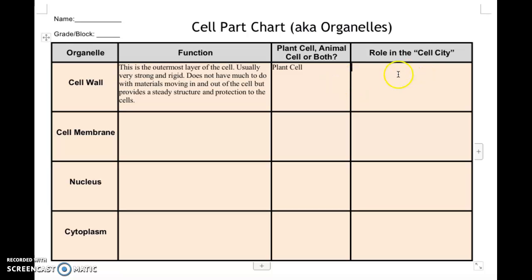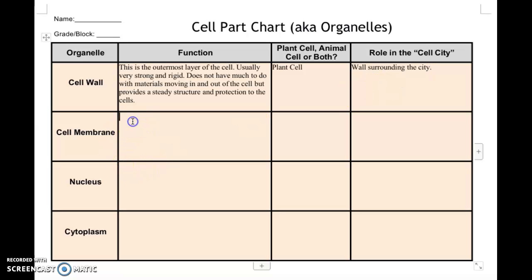What is the role of a cell wall in the cell city? If we were to think about a plant cell or an animal cell as a medieval city, we would say that the cell wall is kind of like the wall that surrounds that medieval city. So we can say that it is the wall surrounding the city.